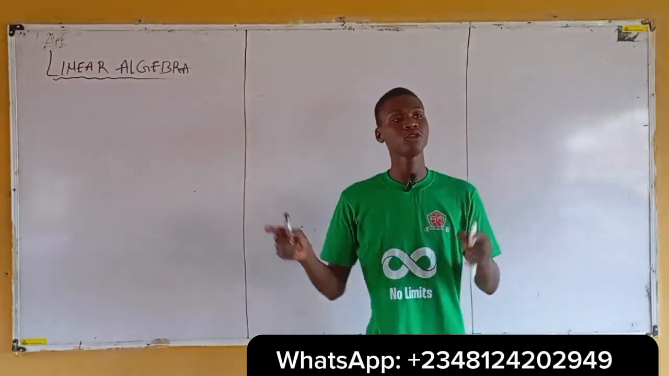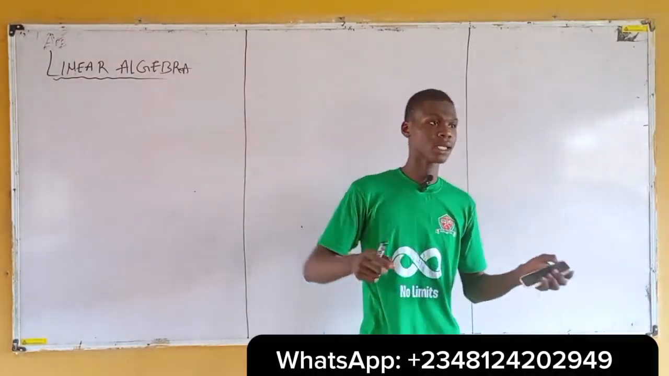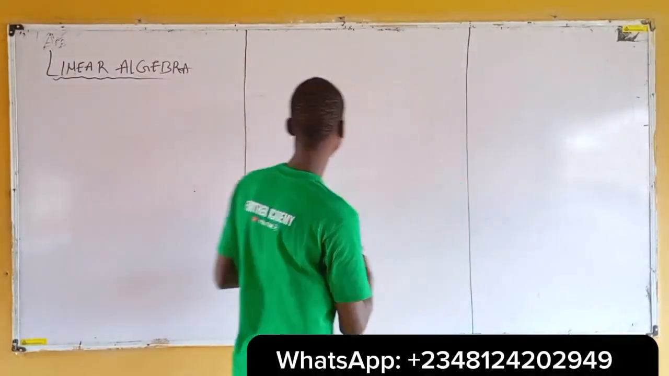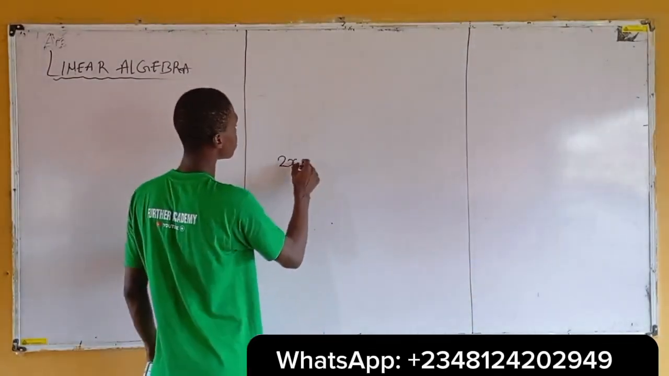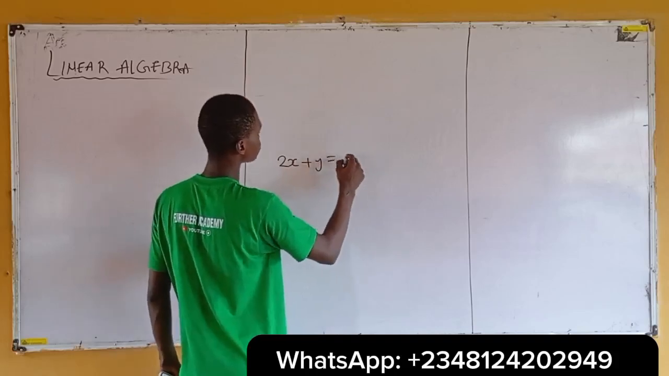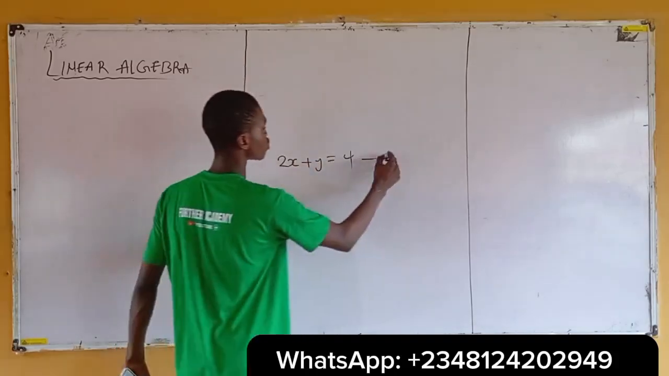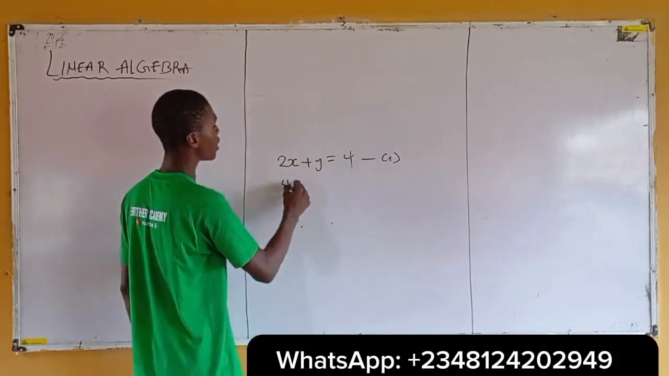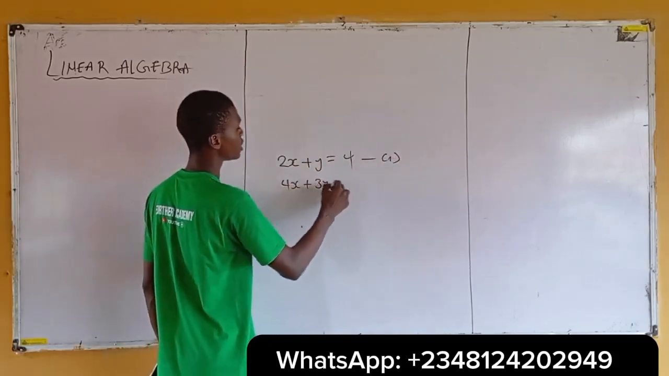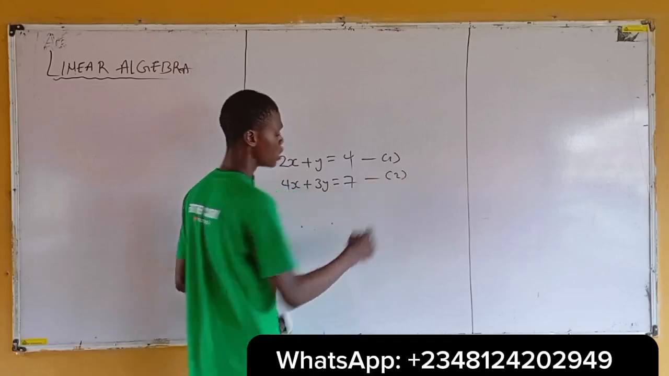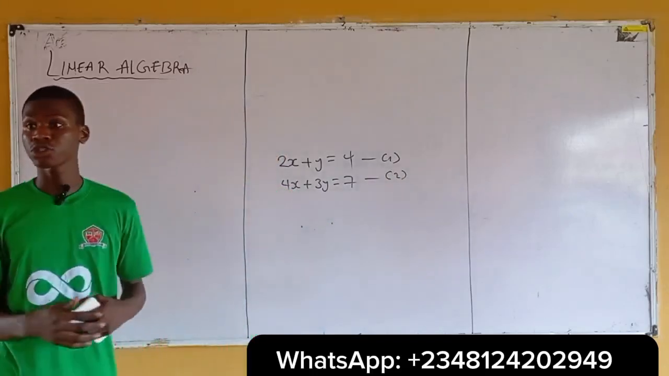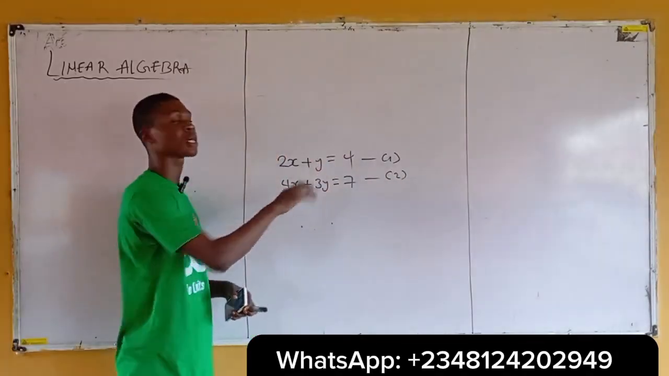to see if this value will satisfy the left hand side and the right hand side. This is what I'm saying. Let's say you are given this equation. Let's say you have 2x plus y is equals to 4, right? Say equation 1. And you are given 4x plus 3y is equals to 7, say equation 2. These are a system of linear equations given, right? These are equations, meaning simultaneous equations.